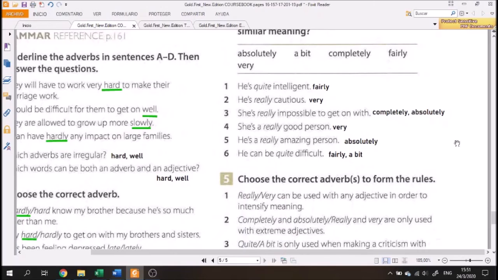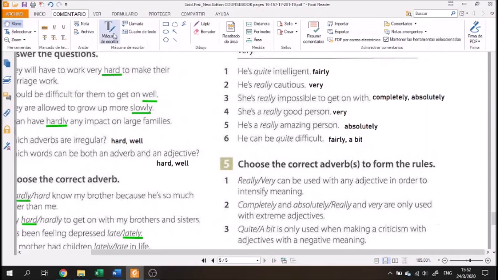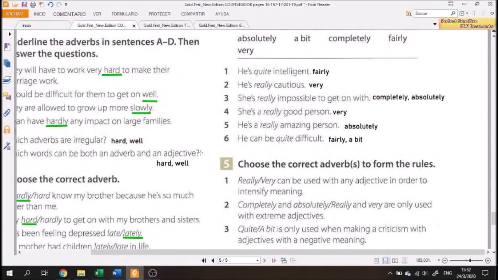Now that you have these sentences done with me, let's try to, looking at the examples, complete the rules. So, really or very can be used with an adjective in order to intensify the meaning. Which of these intensify the meaning in your opinion? Really is the one that intensifies the meaning. Really cautious, really amazing. What about number two? Completely and absolutely, or really and very, are only used with extreme adjectives. Only used with extreme adjectives.